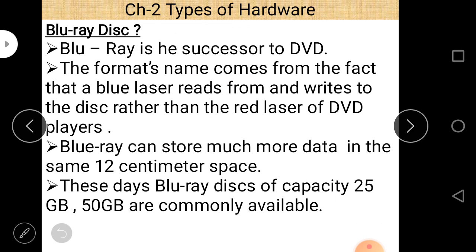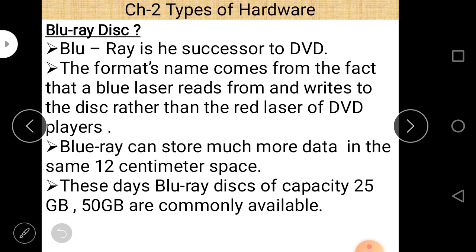Blu-ray disc is the successor to DVD. The format's name comes from the fact that a blue laser reads from and writes to the disc rather than the red laser of DVD players. Blu-ray can store much more data in the same 12 centimeter space. These days, Blu-ray discs of capacity 25 GB to 50 GB are most commonly available.